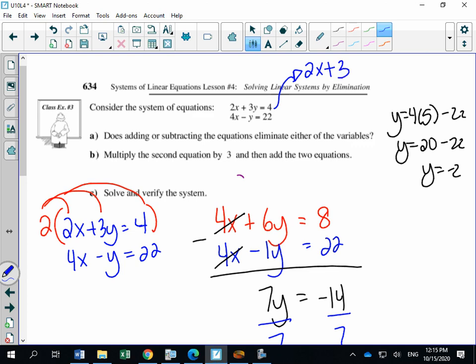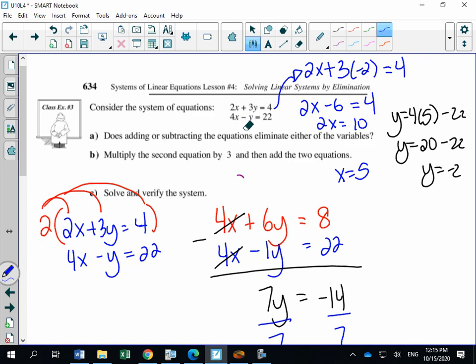2x plus 3, y was negative 2, is equal to 4. 2x minus 6 is equal to 4. Add 6 to both sides. 2x is equal to 10. Divide both sides by 2. X is equal to 5. We get the exact same answer. You guys good so far?